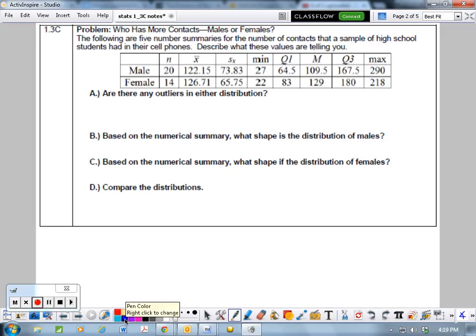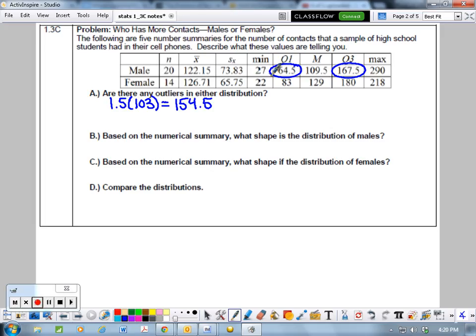I'm going to use blue for males because I guess it's just stereotypical. I'm going to look at those quartiles and calculate the IQR. And that IQR is 103. So I'm going to do 1.5 times 103, which gives me 154.5.